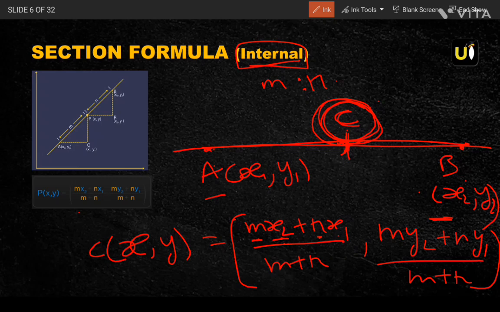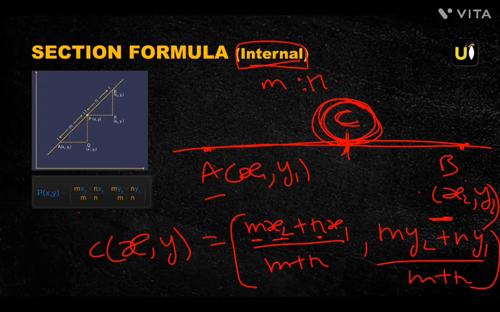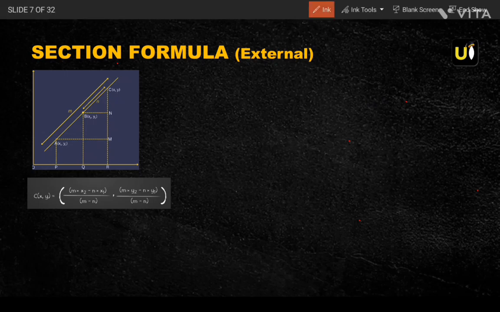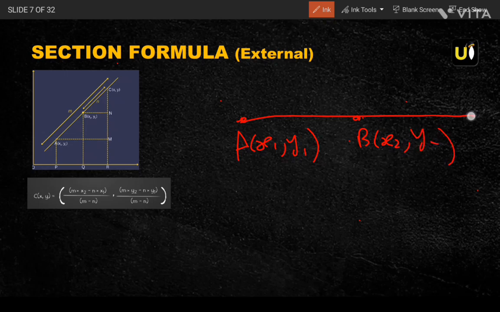Okay. Now what if the division is external? That means the point C is not in between A and B. Here this is point A, x1 comma y1. This is point B, x2 comma y2, and this is some point C. So now what if we are supposed to find the coordinates of this point which divides the line joining the points A and B in the ratio m:n externally. Be careful here, this is external division.